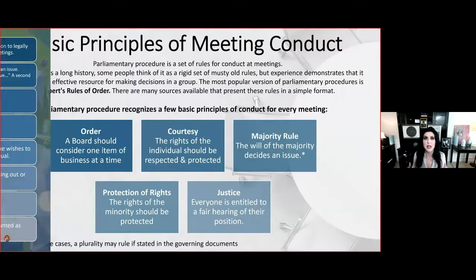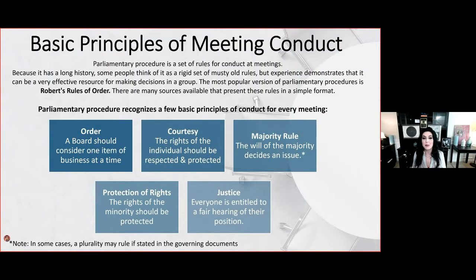All right, that was a lot on that slide. Basic principles of meeting conduct. Tonight, we're actually going to also provide in your goodie bag of templates and resources, we're also going to provide to you Robert's Rules of Order summary and a board code of ethics.